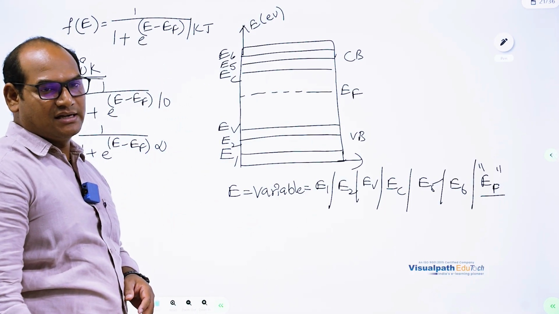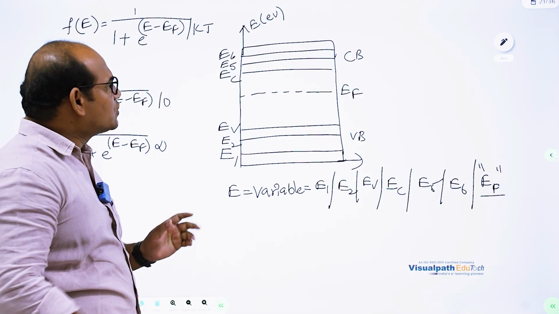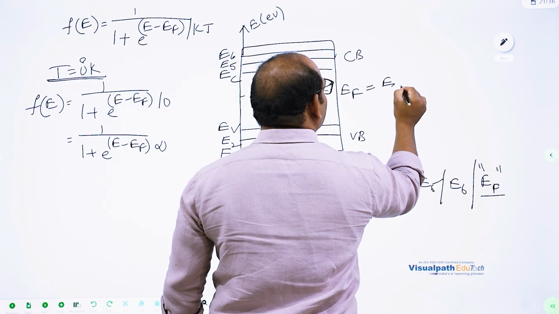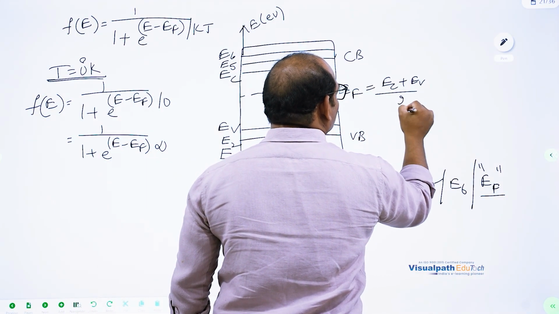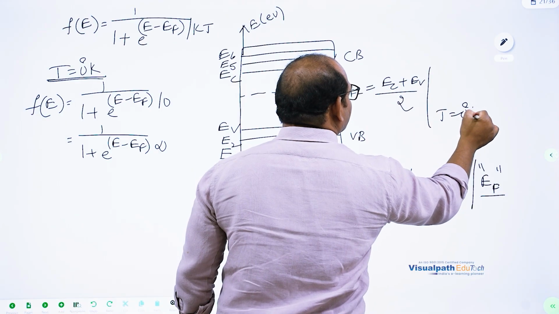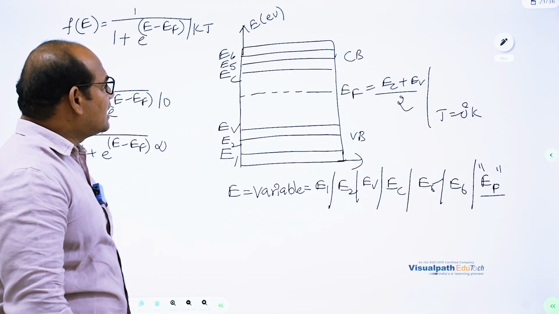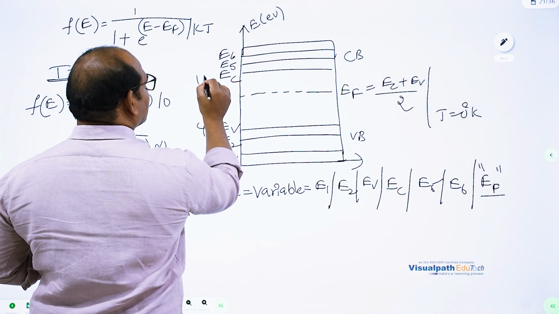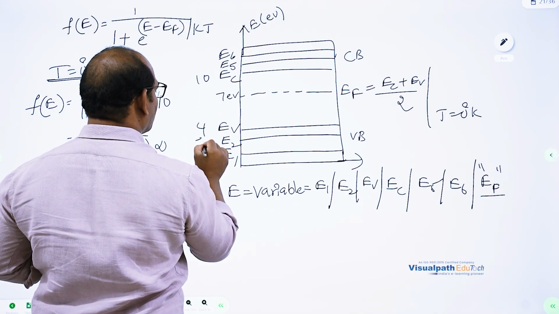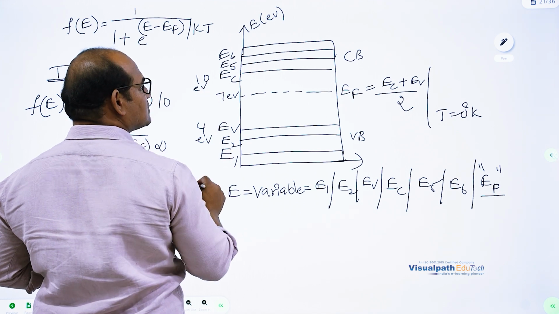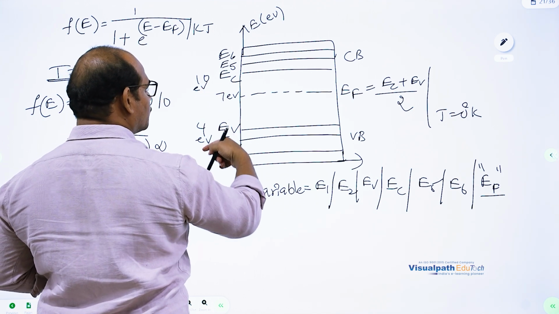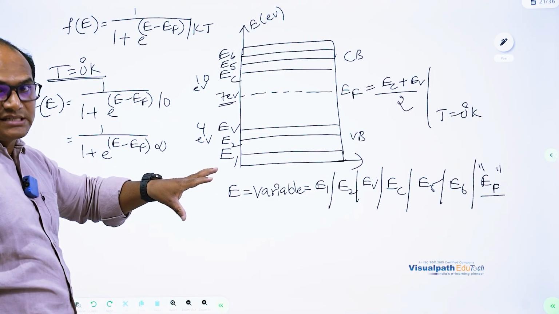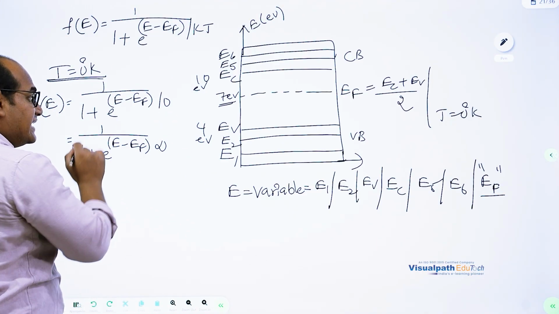I have taken it like that. We'll see the proof of that also. So you assume that EF is available in between these two. That means it is (EC plus EV) by 2 at temperature equal to 0 degrees Kelvin. So exactly it is in between these two. For example, if EV is 4 electron volts and EC is 10 electron volts, then 10 plus 4 by 2, that is 14 by 2, that means 7 electron volts. So EF is also fixed. But this E is not fixed.